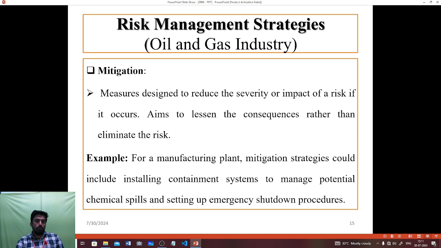And the second one is mitigation. It is nothing but reducing the severity or impact of a risk if it occurs. It mainly aims at the consequence rather than eliminating the risk. Mitigation measures are designed to manage or reduce the hazards from the risk. For a manufacturing plant, a mitigation strategy could include installing containment systems to manage potential chemical spills and setting up emergency shutdown procedures. It is one example for the oil spill industries for the mitigation process.